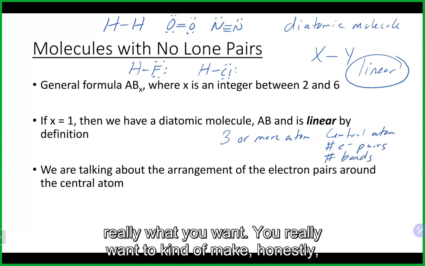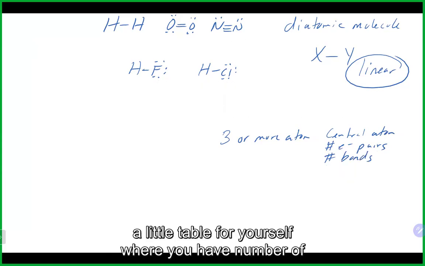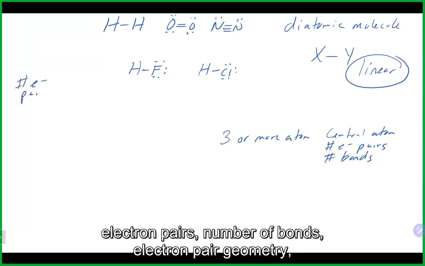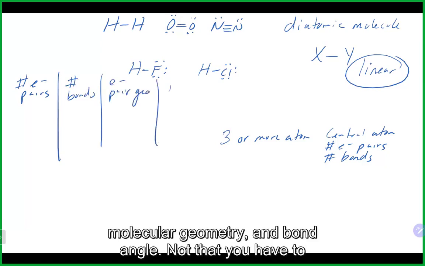You really want to make, honestly, a little table for yourself where you have number of electron pairs, number of bonds, electron pair geometry, molecular geometry, and bond angle.